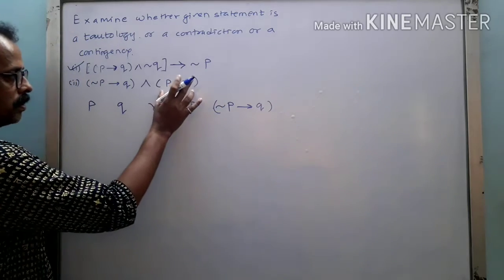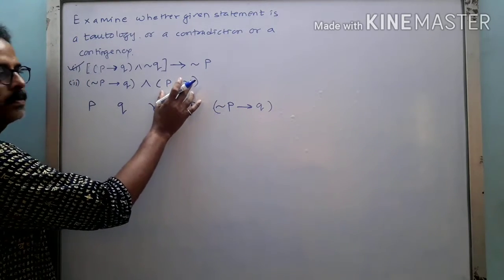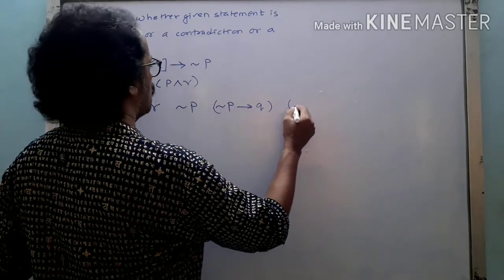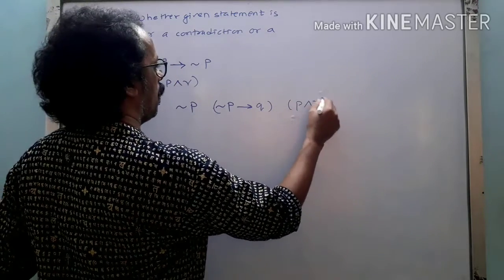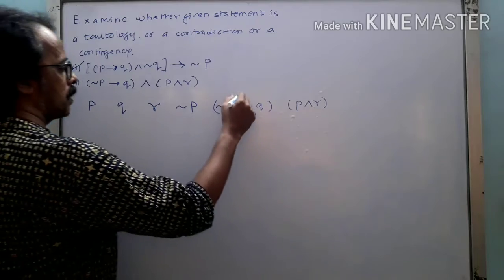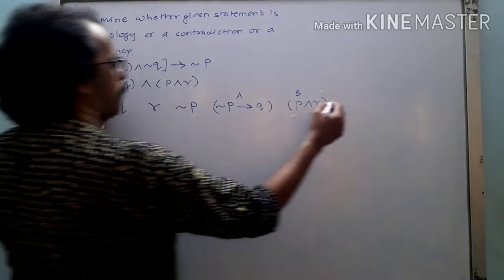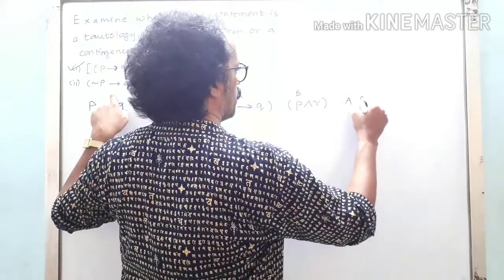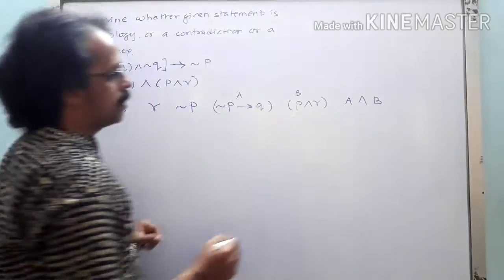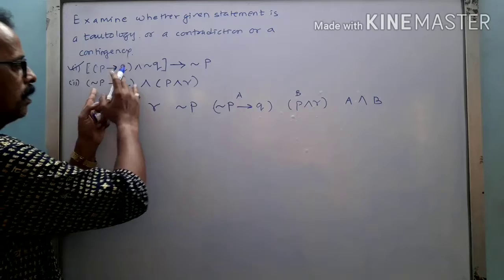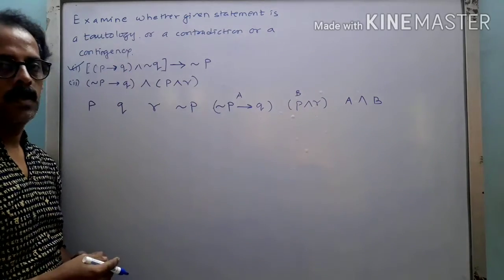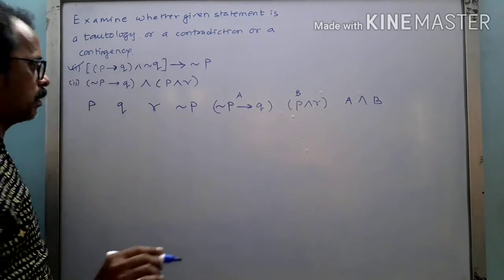Now the second bracket. What is that bracket? That is P or R. And what will this be? This is A and this is B. Then I can write this as A and B. If you write the whole statement there, also no problem, but just for timing I am considering that.